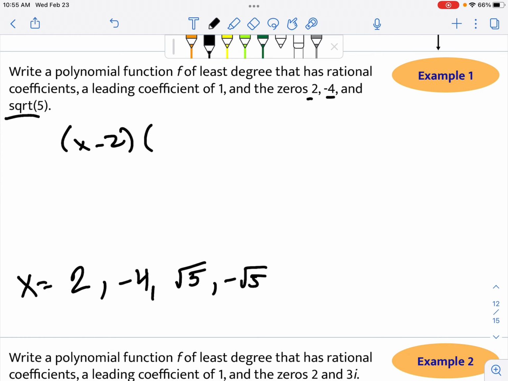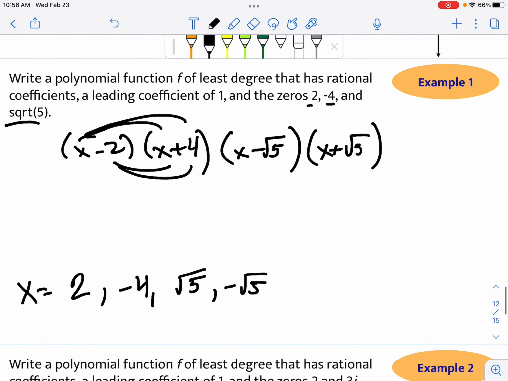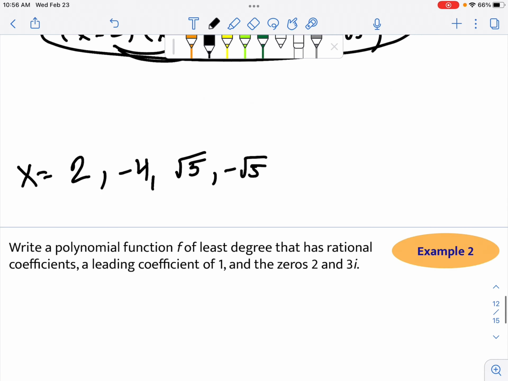We would get these by x minus 2, x plus 4, x minus √5, and x plus the square root of 5. That's all we would need to write. If we had more time, if we weren't virtual, we would need to FOIL all of these out and all that good stuff, but since we're virtual and since we lost a week earlier, we'll just leave it in this form.